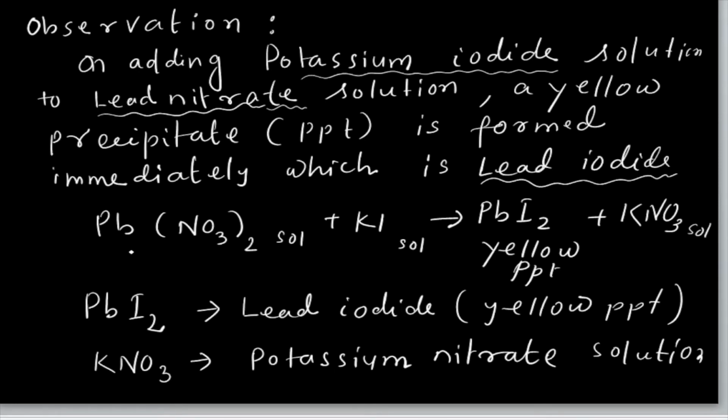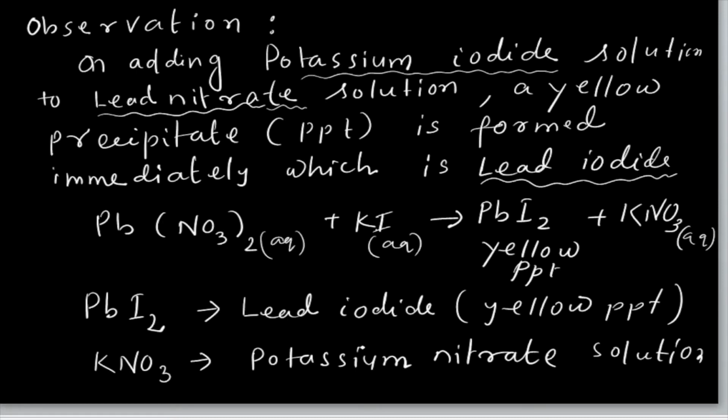See here, this is lead nitrate solution. I think you don't write solution. You should write aqua, that is sufficient, because lead nitrate is soluble in water. That means you can write here lead nitrate aqueous. What does aqueous mean? Aqueous here indicates lead nitrate is soluble in water. Similarly, potassium iodide is also soluble in water. So it is called aqueous solution.